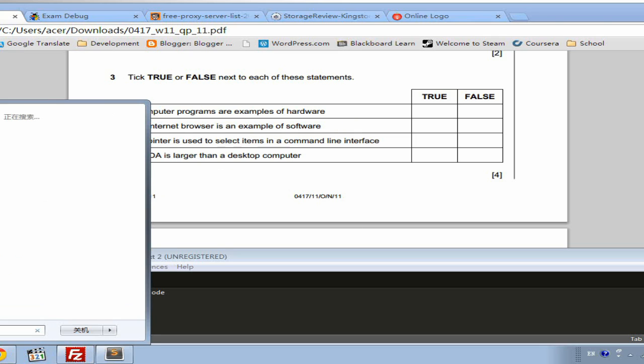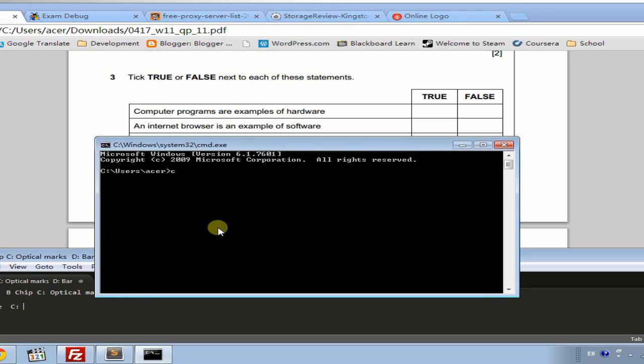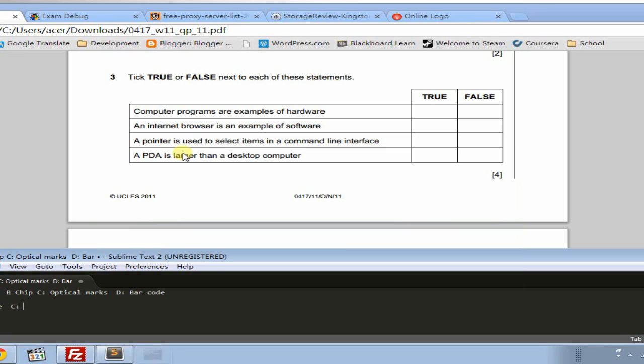A command line interface looks like this. And so we can do different things and move around using only text. So in answer to this question, a pointer is used to select items in the command line interface. The answer is going to be false, because a graphical user interface is one like Windows, the one I have here, which has a mouse and pointer. So that's false.